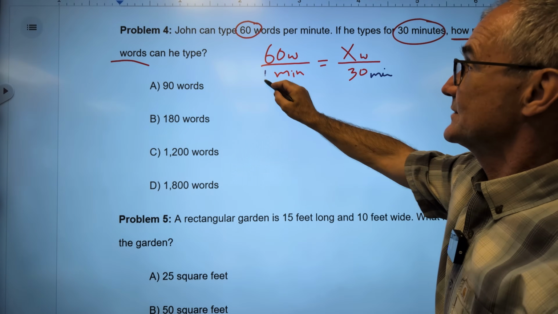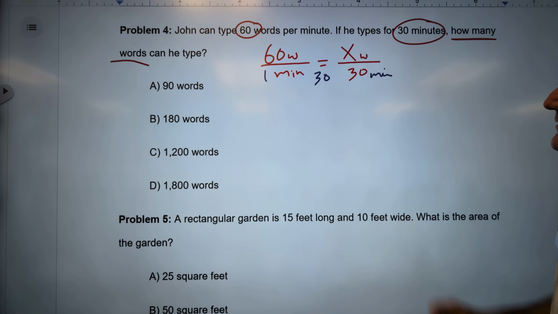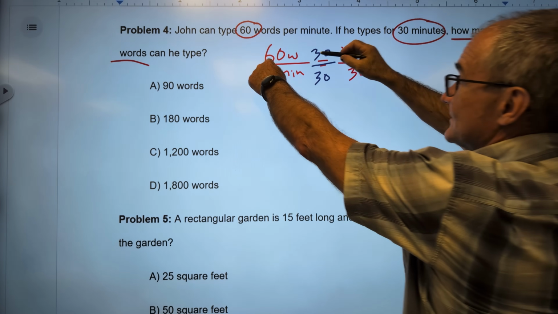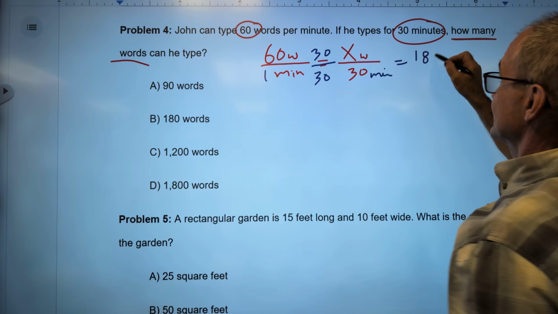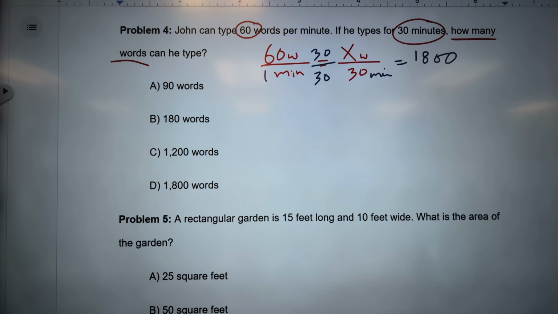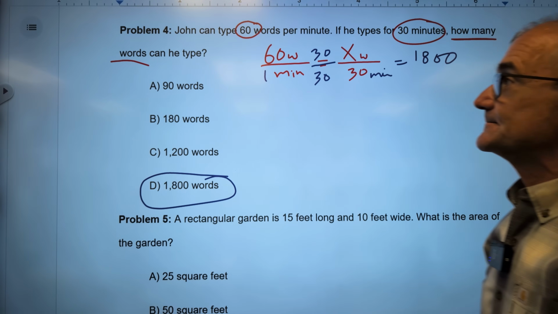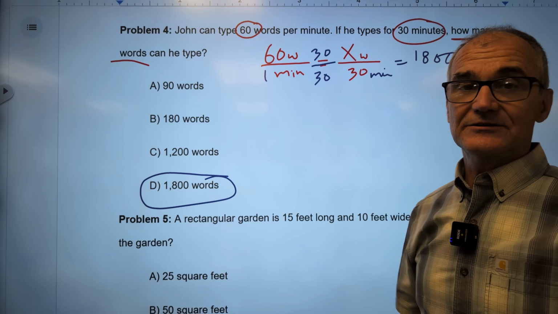I go from 1 minute to 30, I multiply by 30. If I multiply the bottom by 30, I have to multiply the top by 30. 6 times 3 is 18. Then I have those two zeros. So I have 1,800 words. Correct answer, answer D. We double check that. How many words can he type? 1,800 words.